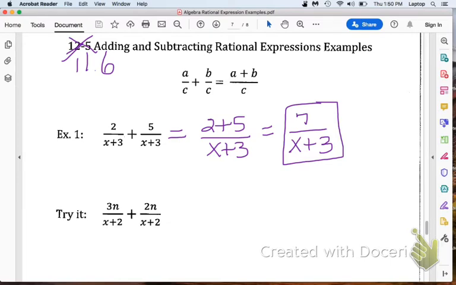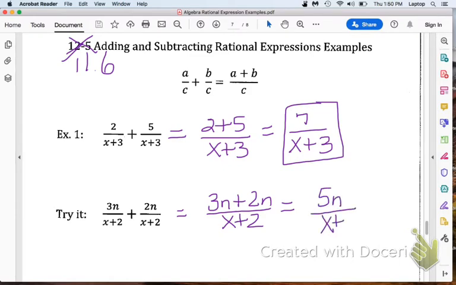Okay, so on the try it, anytime you have an expression in the numerator, you want to make sure that you have like terms before you actually combine them. So we would have 3n plus 2n all over the common denominator of x plus 2. Since 3n and 2n are like terms, we can simplify them to 5n over x plus 2. Nothing can be simplified, therefore we have our solution.